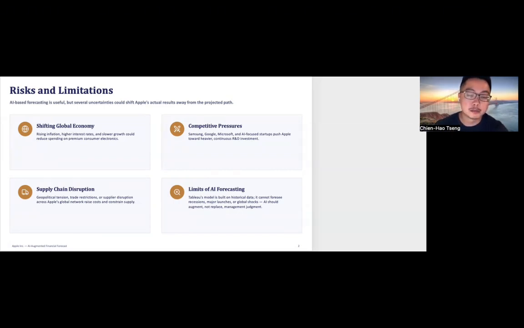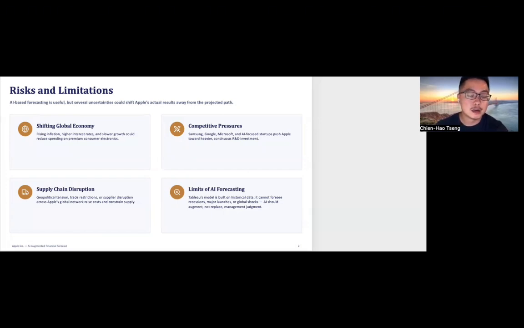Another risk is the supply chain issue. Apple depends on supply chains all around the world. So geopolitical issues, trade restrictions, or manufacturing disruptions could increase costs and delay their product deliveries.